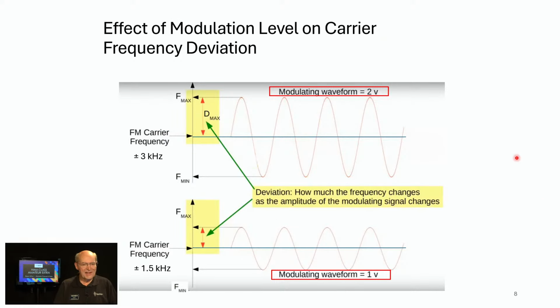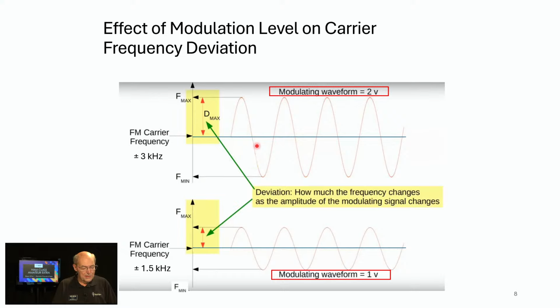And I mentioned that Kastler was willing to share his graphics, so I borrowed from them liberally. So let's see what we've got here. We've got an FM carrier frequency, and plus or minus 3 kilohertz is what we're going to deviate from that carrier frequency.